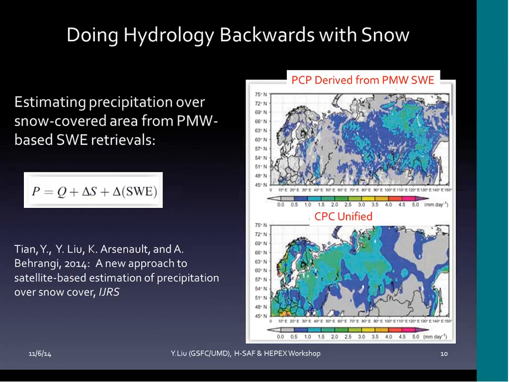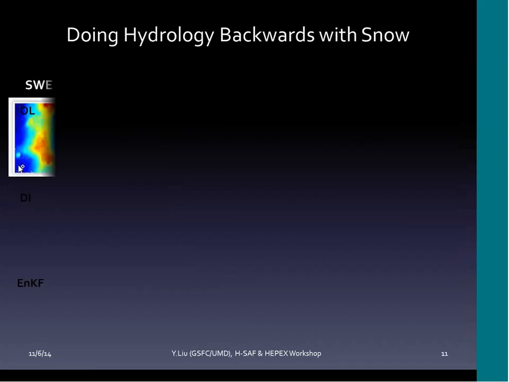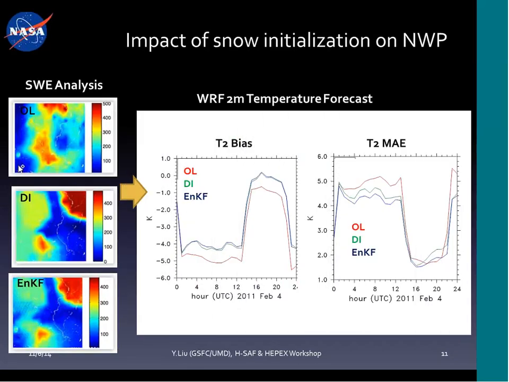You can use the passive microwave data and this basic water balance equation to try to figure out what the precipitation is out there. There was a paper published by my colleague Yuqiong Liu in this journal, just very recently.